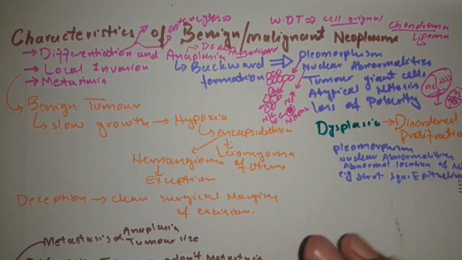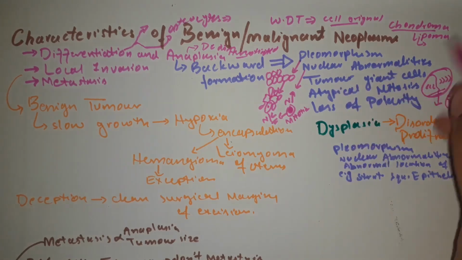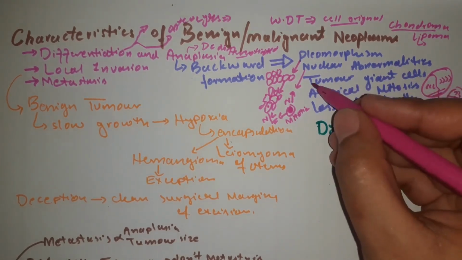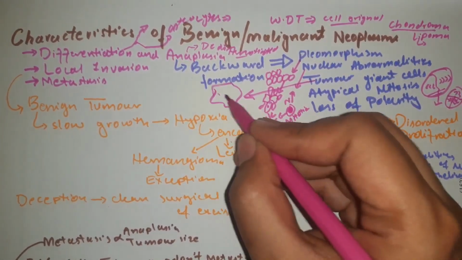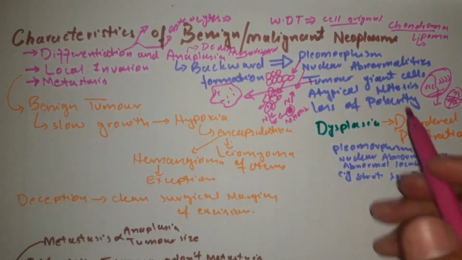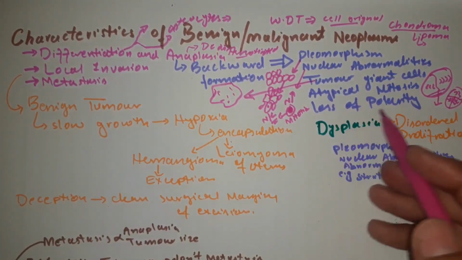And there is increased nuclear to cytoplasmic ratio. There are abundant mitotic figures, or abnormal mitotic figures, and there are abundant nucleoli and so on. And these tumors can also lead to the formation of giant cells. Giant cells are basically large cells, a cell like this. This is a giant cell, multinucleated giant cells. Okay, and they show atypical mitosis, and there is loss of polarity.